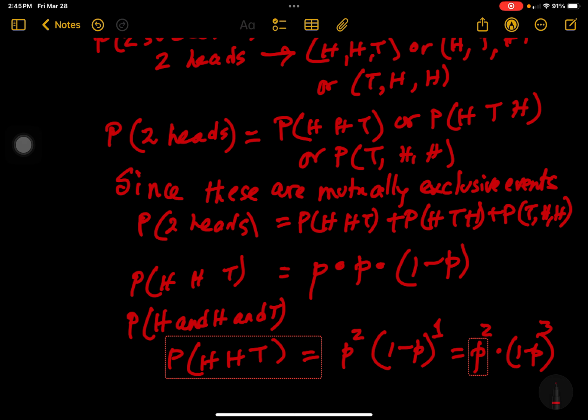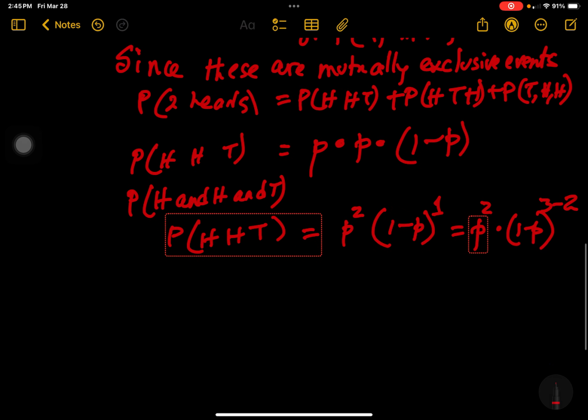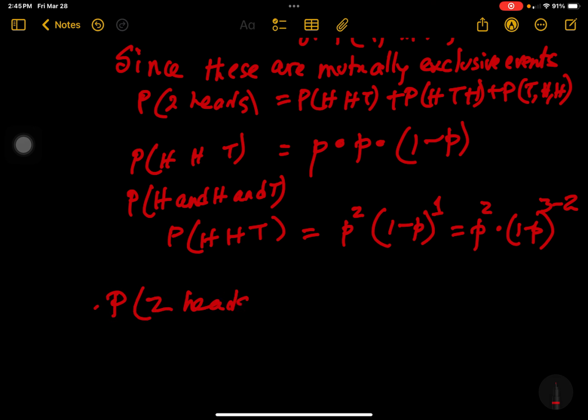Out of 3 tosses, 2 are heads, and 3 minus 2 gives the exponent 1 for the failure. Therefore the probability of 2 heads is equal to the probability of head head tail. Because these are mutually exclusive, we add the probability of head tail head plus the probability of tail head head.